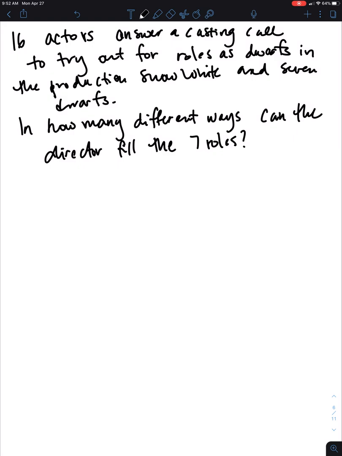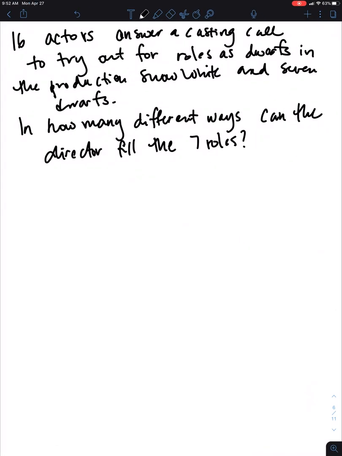Okay, so now you know how to use the permutation. Let's now apply it to a problem. 16 actors answer a casting call to try out for the roles as dwarfs in the production Snow White and the 7 Dwarfs. How many different ways can the director fill the 7 roles? Okay, so order matters here because we have different dwarfs, right? It's not just filling the spots, you are actually filling a specific role, okay? So order matters.